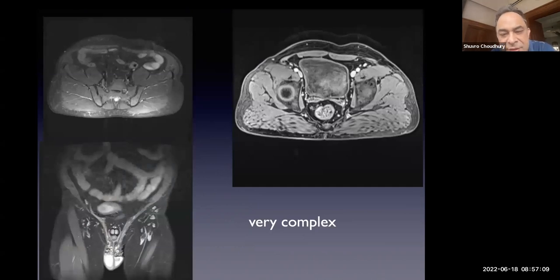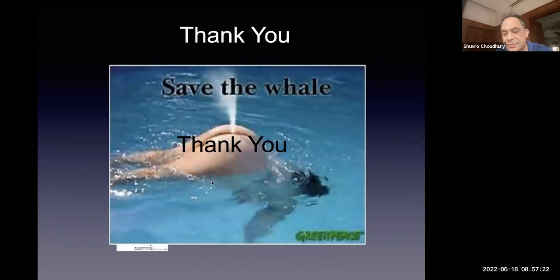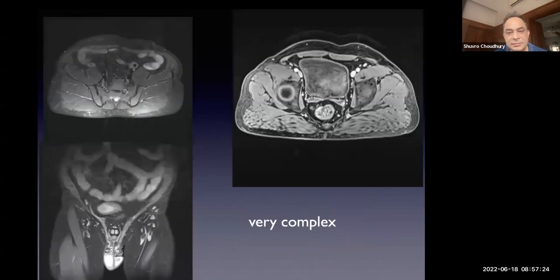So I would have loved to show you this picture. This must have been a very complex fistula, but I can't show you. Sorry, very many apologies. Here you go. It's a tract abscess.